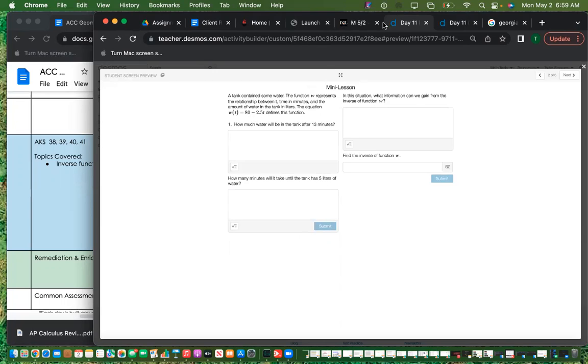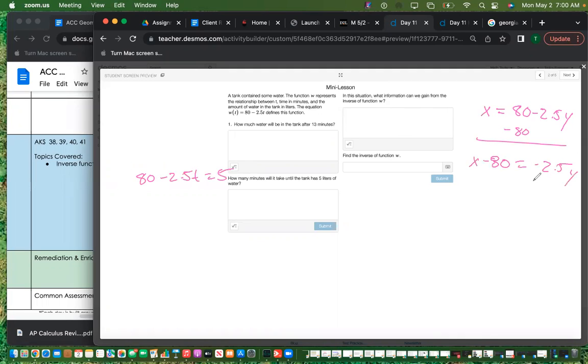Okay, so again, in order to solve this, you would take the equation and set it equal to 5. And then what information can we gain from the inverse of this function? If you found the inverse, that means you would switch your x and y and then solve for y, and get y by itself. So I would subtract 80 and then divide by negative 2.5, okay? So this would be negative 1 over 2.5 x minus 80 divided by 2.5 equals y. So what would that inverse represent?